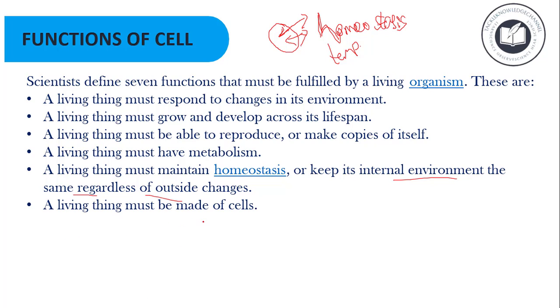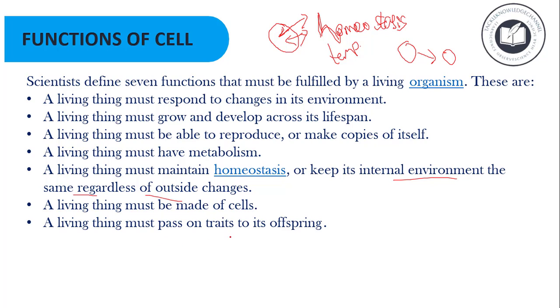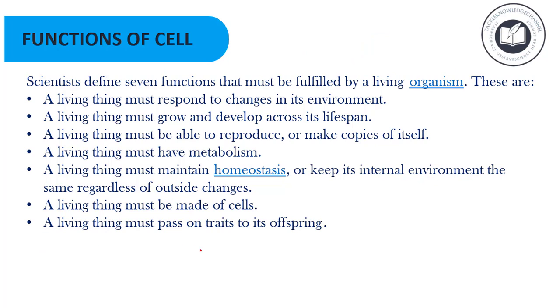A living thing must be made of cells. As we know, living things are made up of cells. A living thing must pass on traits to its offspring. As we know, a living thing must pass its traits to the offspring. So this is the parent cell, and it is going to pass the traits to the offspring. This is the offspring to which the parent cell is passing the traits.